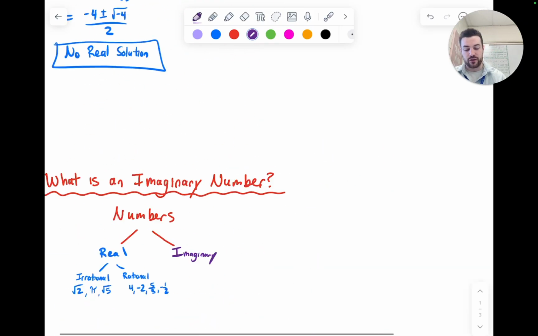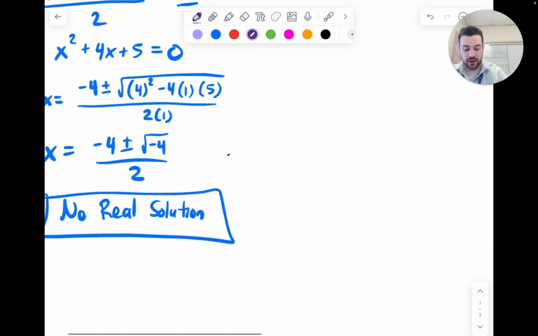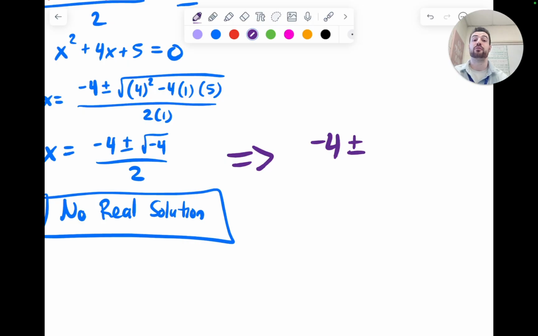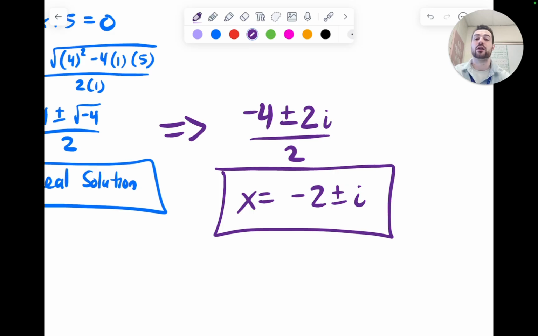Now, in this solving process, with our new knowledge up here, this will simplify to -4 plus or minus. Well, the square root of 4 is 2, but because there's a negative inside the square root, we have i over 2 as well, which will tell us our solutions are -2 plus or minus i. These are our two solutions, -2 plus i and -2 minus i.